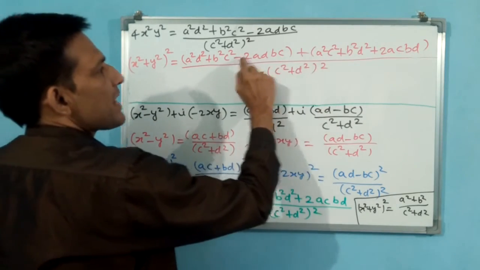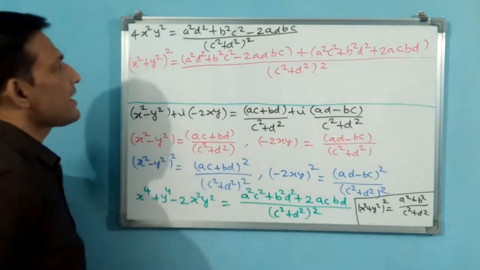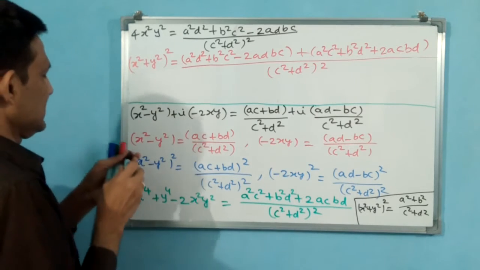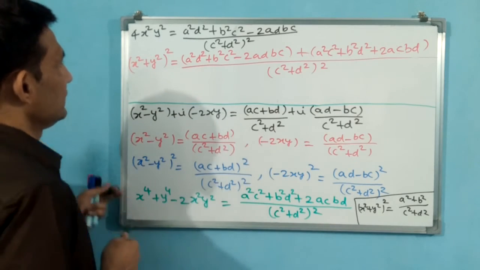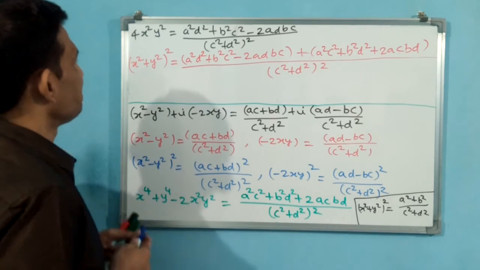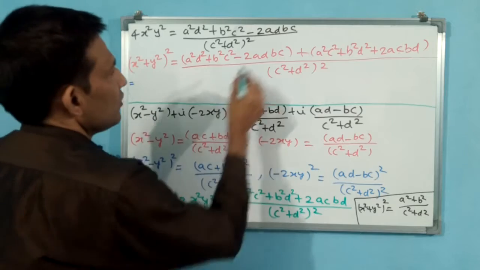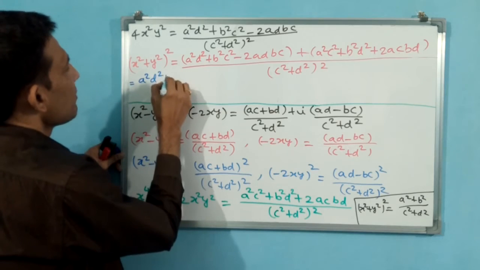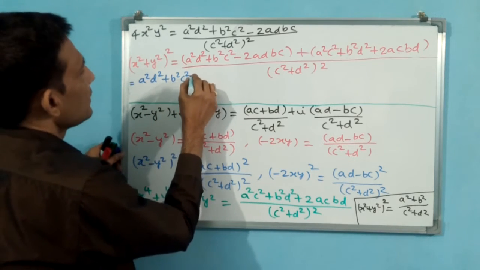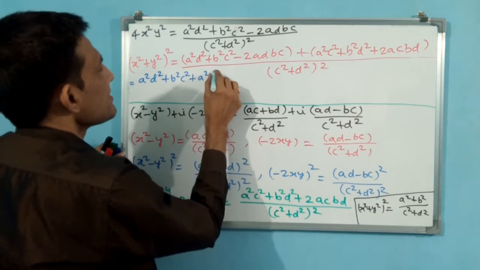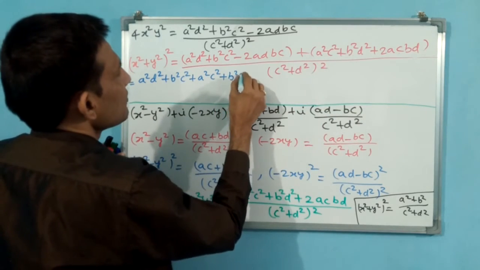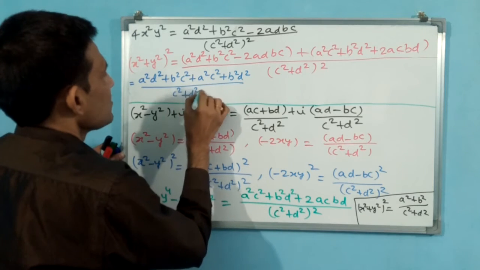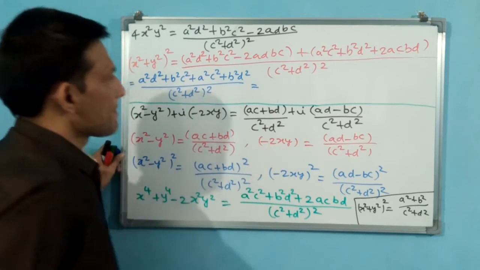This is plus, and here minus and plus are there. These two are going to get cancelled. Then you add the remaining items. That is equal to: these two are going to get cancelled, but a square d square is there, plus b square c square is also there, plus a square c square is there, plus b square d square is there, divided by c square plus d square whole square.